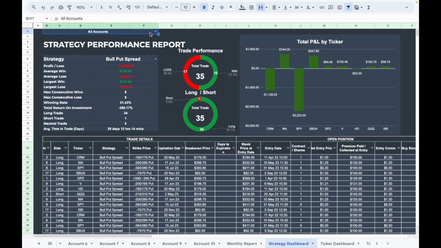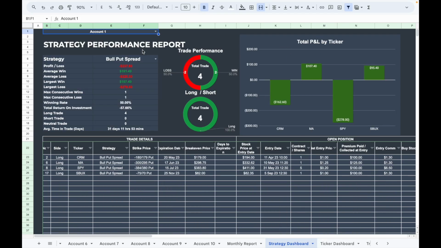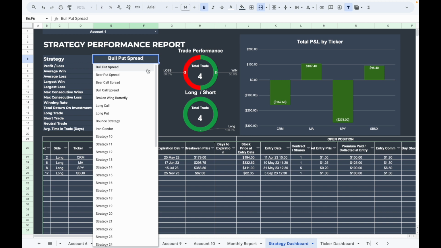There is a strategy performance dashboard and strategy statistics in this trading journal for you to analyze the performance of every individual strategy you use for trading. It lets you know how each of your trading strategies is performing and determine which may need to be improved. First, select the account name from the top left corner drop-down list. And then select the strategy name from the drop-down list.